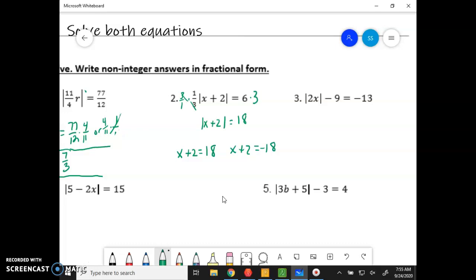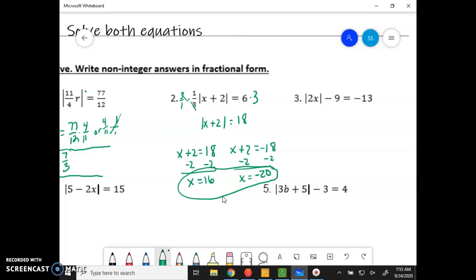So we need to just isolate x, so I need to do the inverse operation of adding 2. So I need to subtract 2 on both sides, and I'm left with x is equal to 16. And then I do the same thing over here, subtract 2, I'm left with x is equal to negative 20. So there are my two options for x.